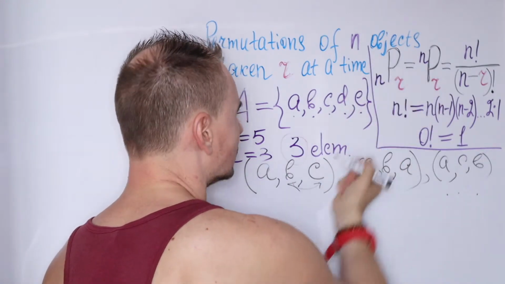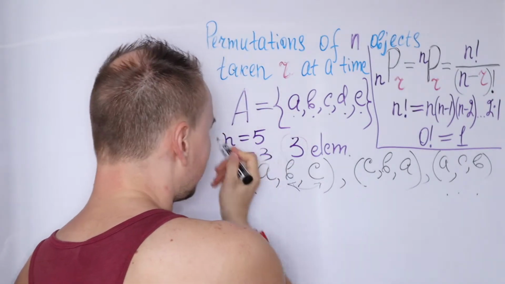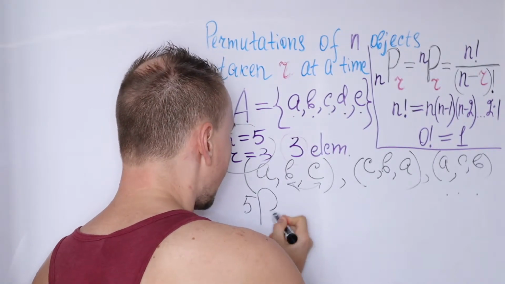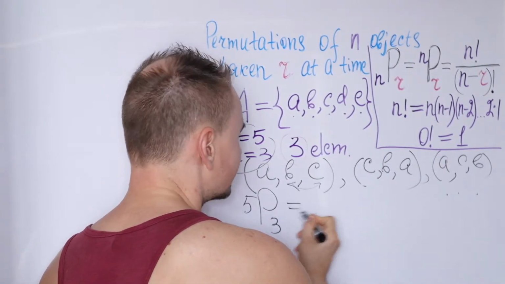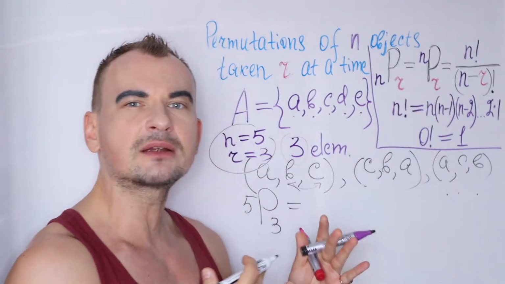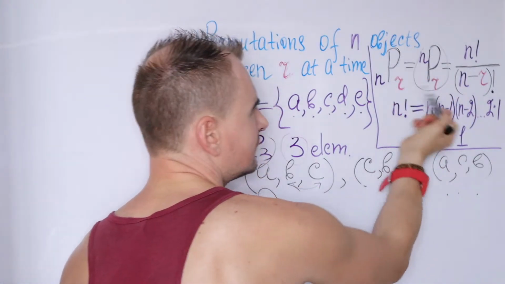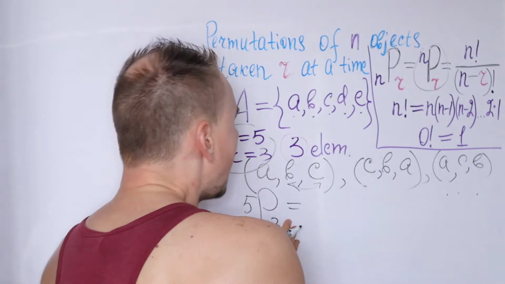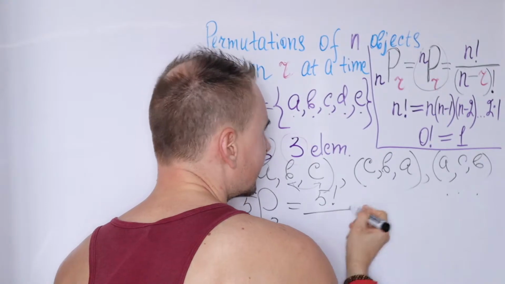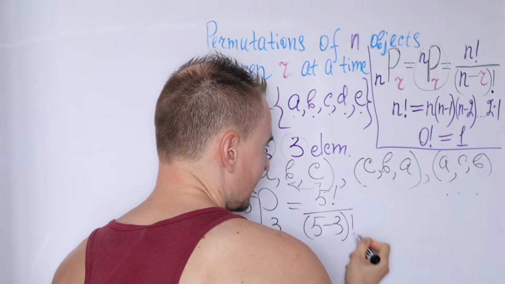So let's figure out how many of these permutations could be made. Your N is 5, your R is 3, and all you need to do is figure out 5P3. You could use either this notation or that notation, completely up to you. It's my habit to use this notation, so that's fine for me. Now, take 5 factorial on top of your fraction, and find the difference, 5 minus 3. You just apply this formula.